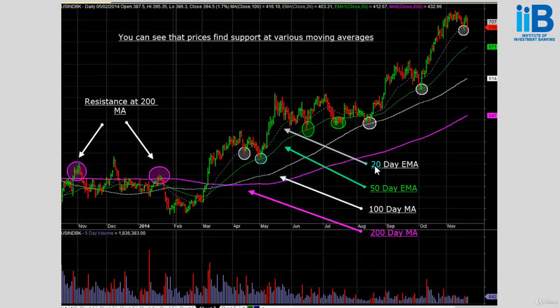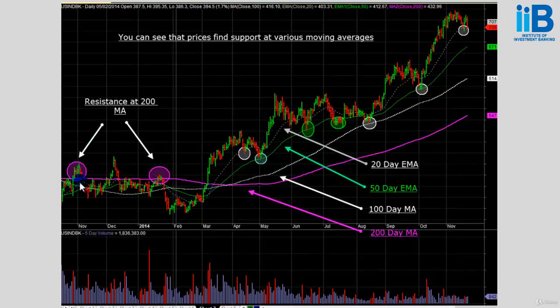A 200-day moving average takes close prices of the past 200 days to calculate its value, and then it plots itself on the chart. Hence, it is much slower and much more rigid as compared to any other moving average. Now I've plotted all these moving averages to give you a live example of how prices react when they reach levels of any of these moving averages.